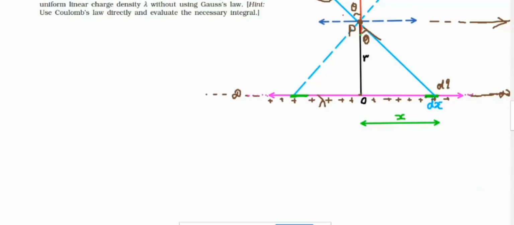For that purpose, we can take a small segment dx carrying charge dq, which is so small that dq can be considered as a point charge. Then dq is equal to lambda dl, linear charge density, lambda dx. So dq is equal to lambda dx, where dx is the small length of the conductor.